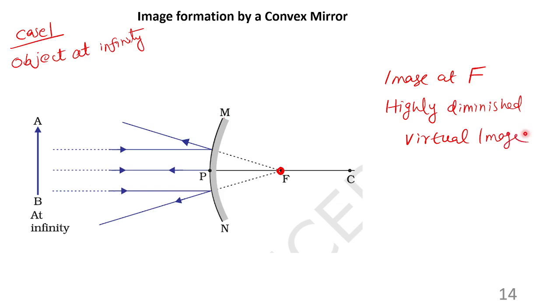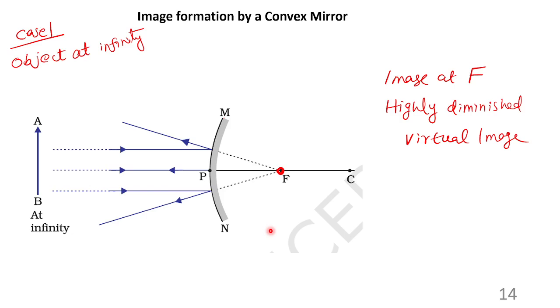Any image obtained on the right side will be virtual. If I keep a screen, I will not get the image. This image is on the coating side. There is a coating on the right side. Any object or image obtained on the coating side is virtual. So I hope you have understood.